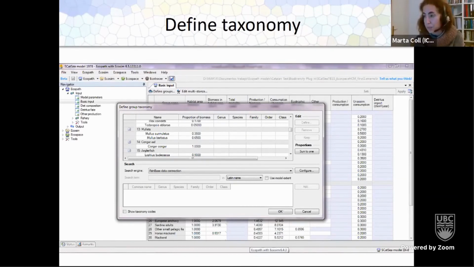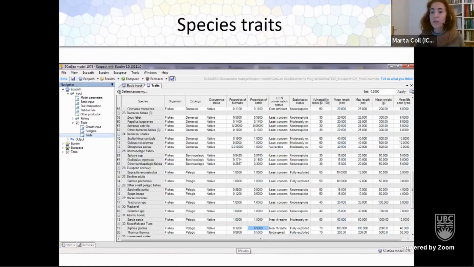edit after. Because after you create your defined taxonomy, you go to something that is called species traits, under Ecopath input traits. And there is a table where you can add all the extra information that the plugin needs to calculate some of the indicators. So here, you can tell which type of organism we have in those species. They are fishes, invertebrates, marine mammals, turtles, etc. The ecology, so if they are demersal, benthopelagic, pelagic. The occurrence status, if they are native, they are invasive, etc. Endemic. The proportion, here you have the proportion of biomasses and catch.